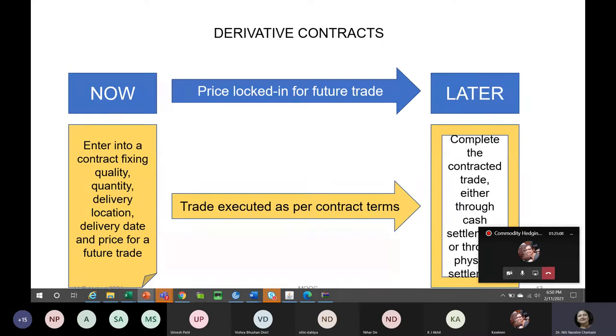Now, what you see on your screens is what derivative contracts typically achieve for you. Today, you enter into the derivative contract by fixing quality, quantity, delivery location, delivery date, and price for a trade that you're going to do at a future date. That's why it's called a futures trade. The basic objective is you lock in a price for a later trade. Now, when that date arrives, you execute the trade as per the contract.